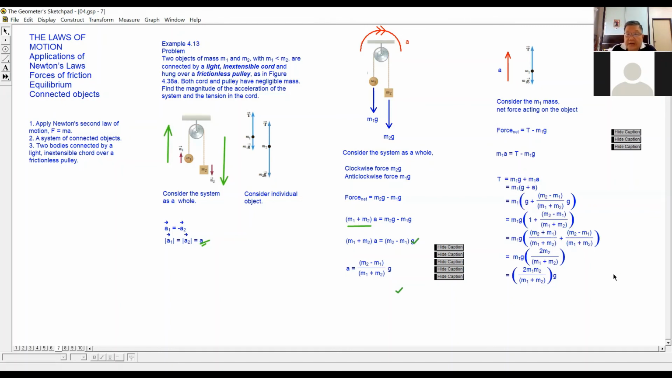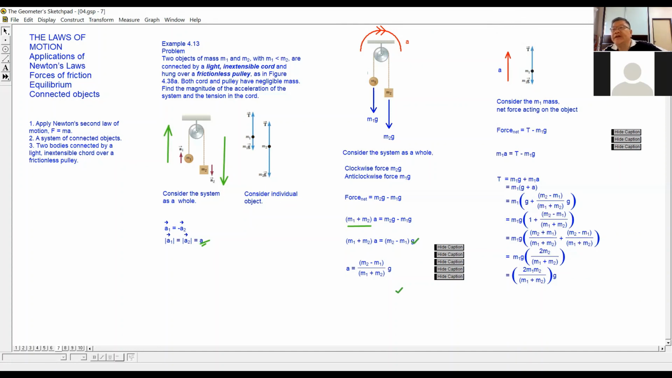For connected objects, objects that are connected by a string, there are two ways of looking at it. One way is looking at the system as a whole. When you look at the system as a whole, you don't see the tension in the string, because the tension in the string will cancel each other. Then there is another way of looking at it. You look at the individual objects in the system. Look at one particular object in the system, either M1 or M2. Only then the tension will come in, right?